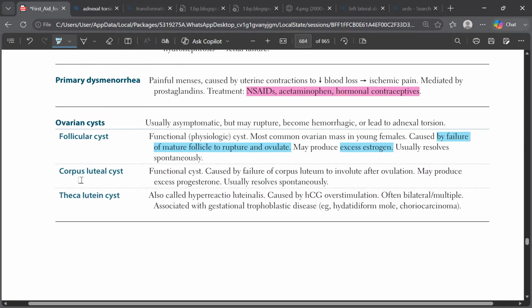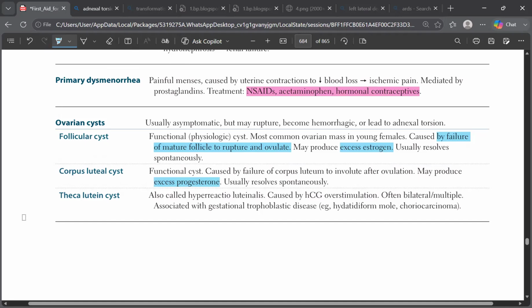Then there is the corpus luteal cyst. It is a functional cyst caused by failure of the corpus luteum to involute after ovulation. It may produce excess progesterone and usually resolves spontaneously. So a follicular cyst produces excess estrogen and a corpus luteal cyst produces excess progesterone, and both of them usually resolve spontaneously.